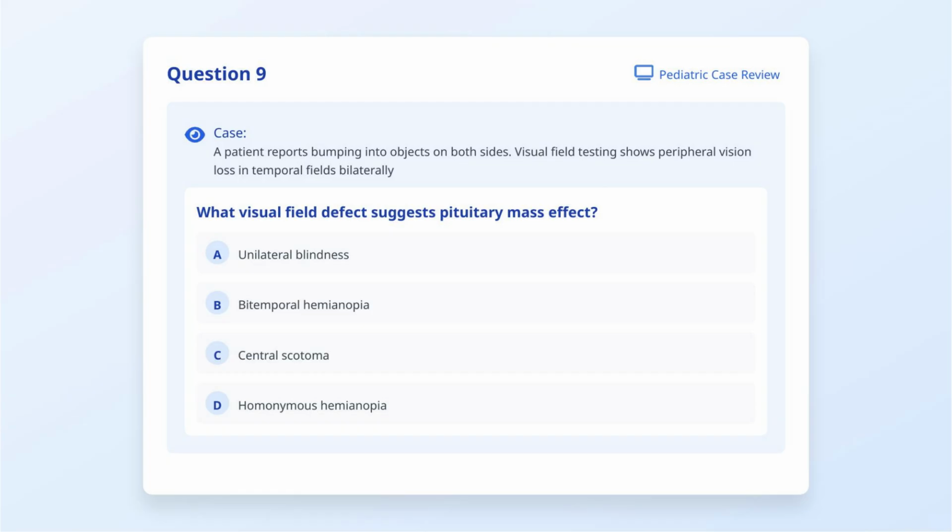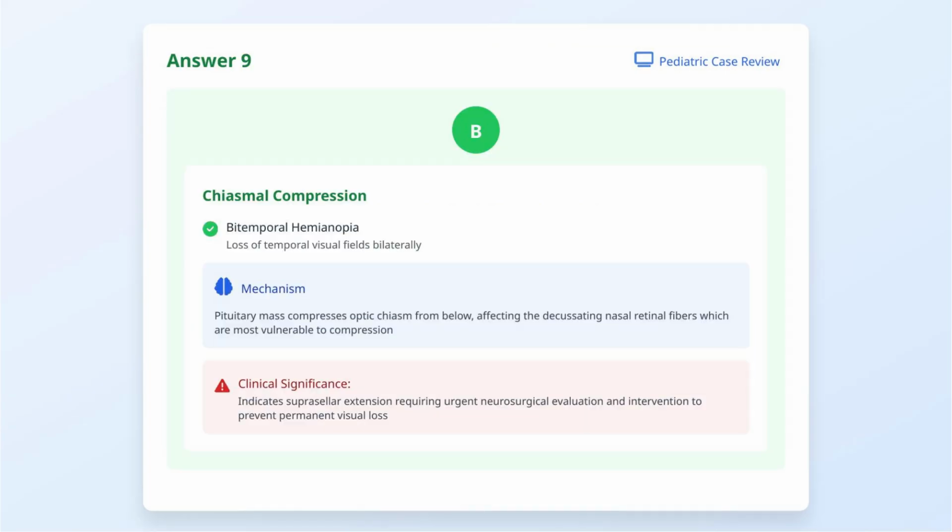Option A: unilateral blindness. Option B: bitemporal hemianopia. Option C: central scotoma. Option D: homonymous hemianopia. The correct answer is B.